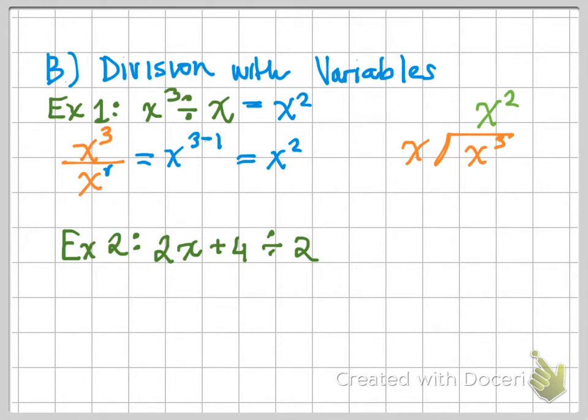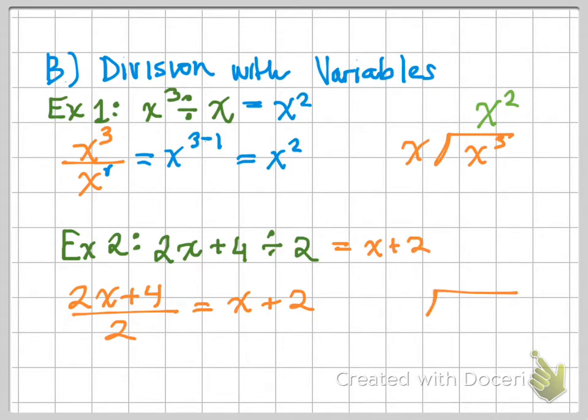Okay? So if we move on to the next example, 2x plus 4 divided by 2. If I rewrite this as a fraction, 2x plus 4 over 2, well, this is something we should know how to simplify. We're dividing 2 into 2x, so that would leave me with an x, and then 2 into 4, that would give me 2. So we know that 2x plus 4 divided by 2 is equal to x plus 2. If I did this using the division bar, I would put my 2x plus 4 inside, the 2 goes on the outside.